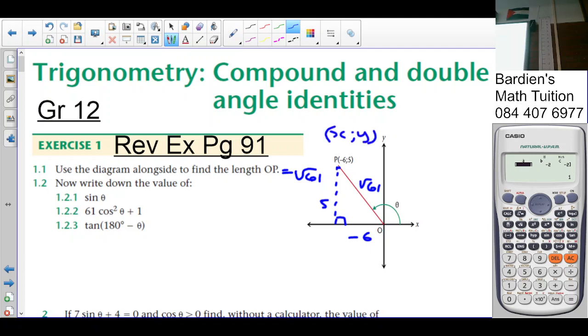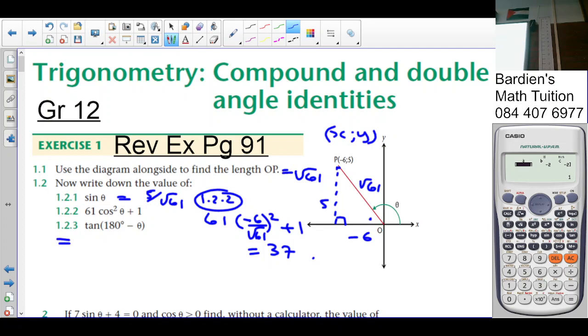Okay, so the question is for sine of theta, that is your reference angle there. Sine is opposite, which is 5, over hypotenuse, which is root 61. In 1.2.2, you've got 61 cos squared plus 1. So cos is adjacent, which is negative 6 over root 61. Squared is 61, negative 6 squared is 36. The answer should be 37. Is that correct? You can put it in the calculator.